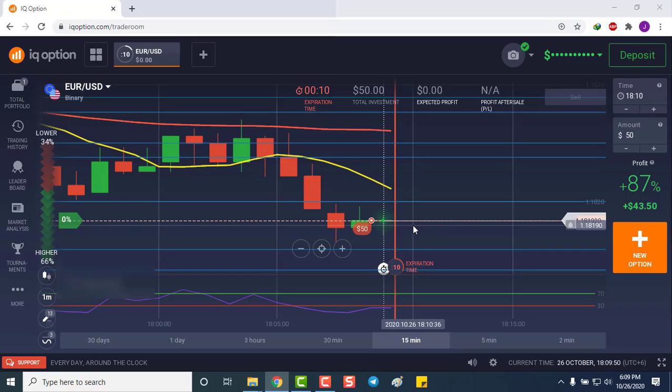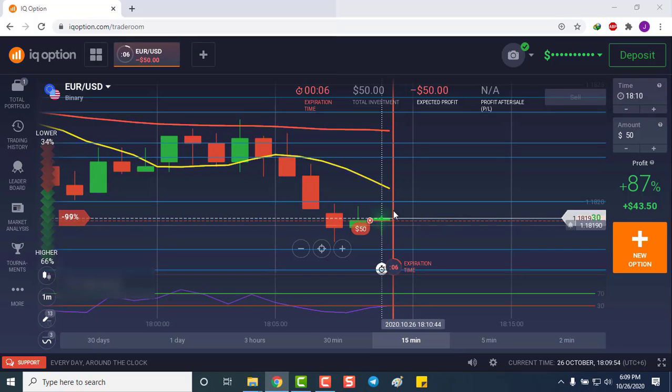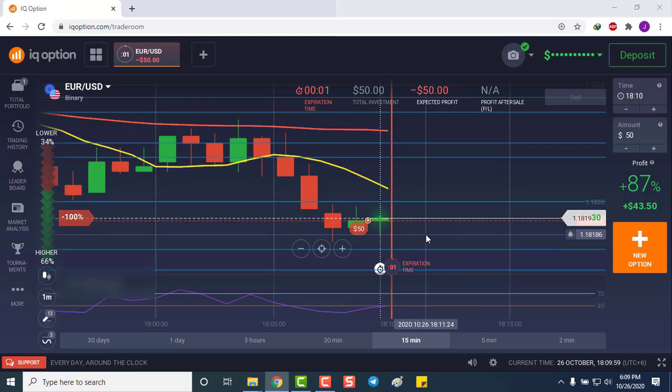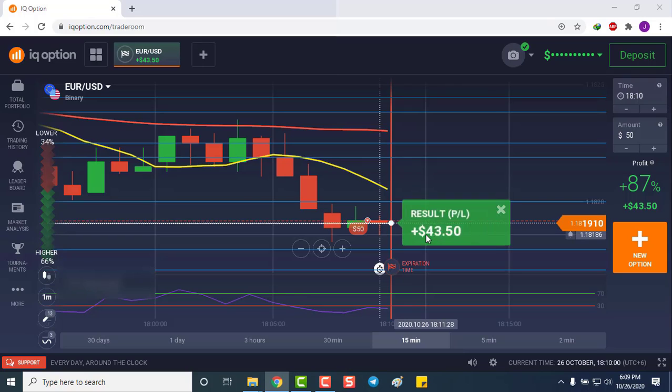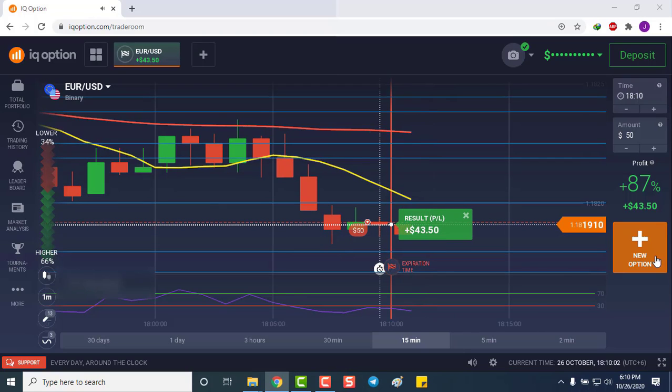Guys, only 10 seconds remaining, and I think we will win our trade. Only 4 seconds remaining. 2, 1. Yes guys, we win our trade.